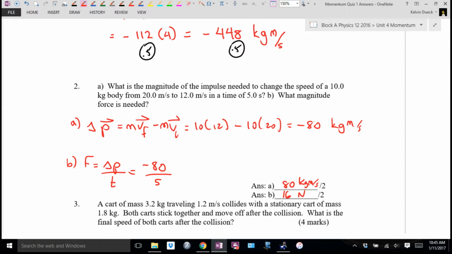2 marks, 2 marks. As usual, 1 mark for the equation, half mark for the number, half mark for the answer.